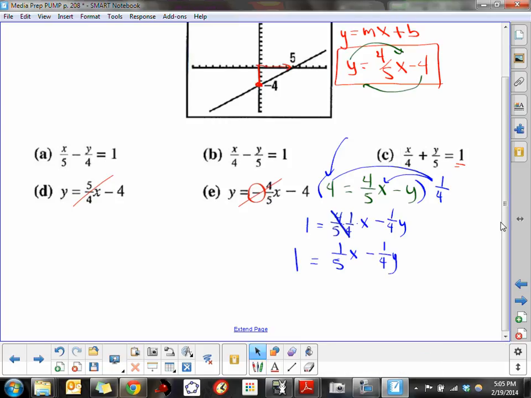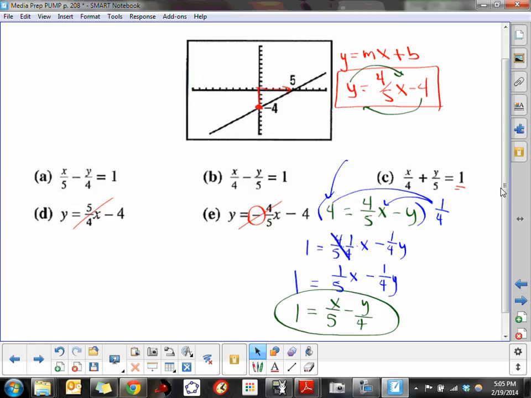So now we can get the exact same format they have. 1 times x is x, so x over 5 minus y over 4. And this is what they call the x and y intercept form. This form is very conducive to finding and locating the x and y intercepts very quickly. Which kind of brings me back to another way of doing this.